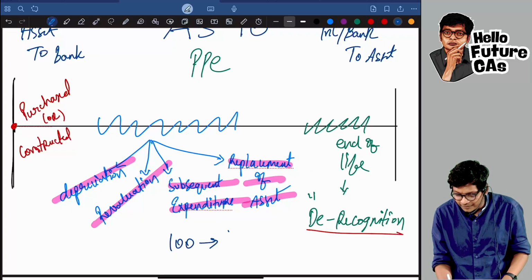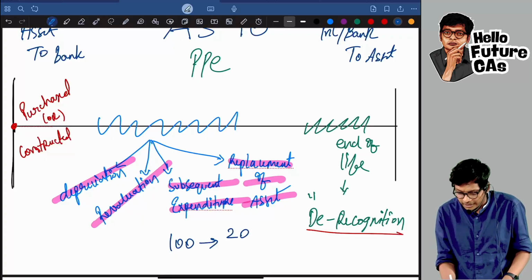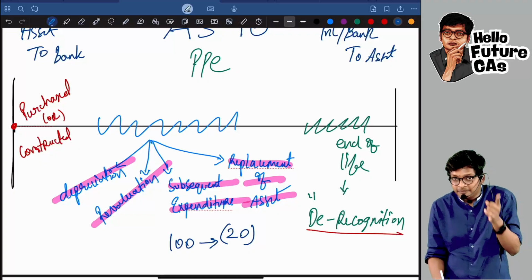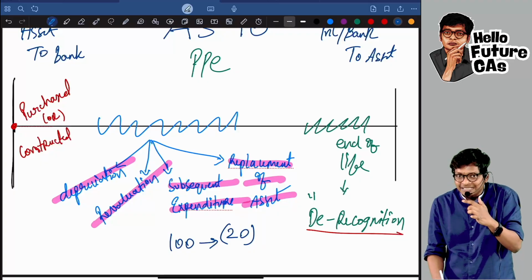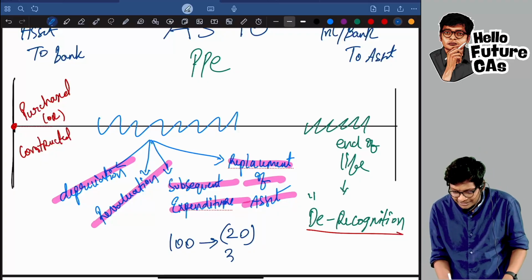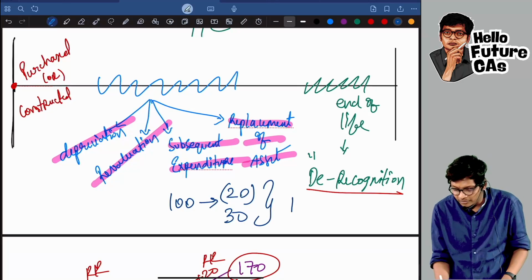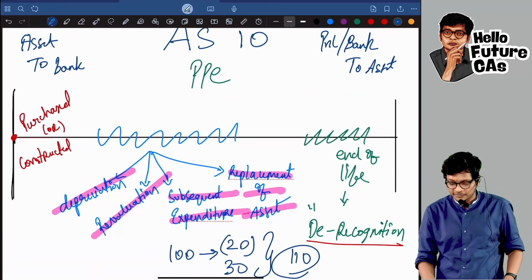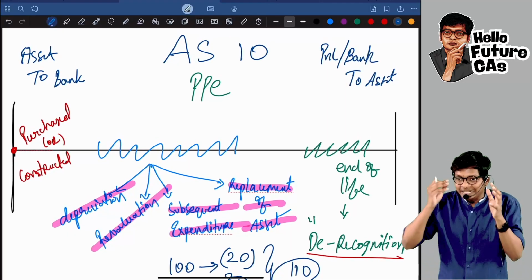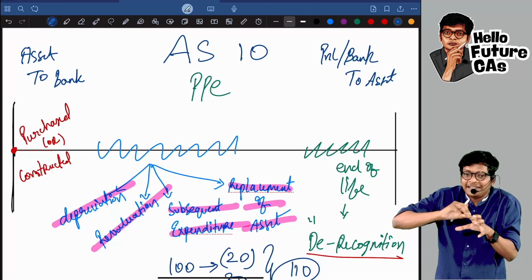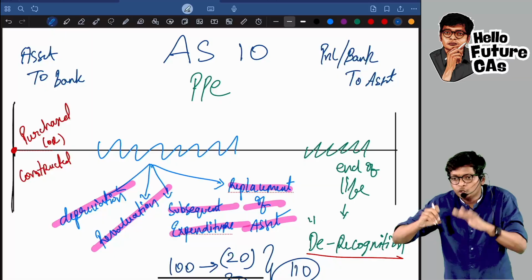Sir, current carrying value of the seat is 20. Remove this 20. I am replacing with a new seat. Is the new seat increasing my economic life? Yes. New seat is 30. So from my 100 I will remove 20, add 30. So the revised value will become 110. So replacement of asset is nothing but, in the asset, you remove that part of the carrying value and add the new asset cost.